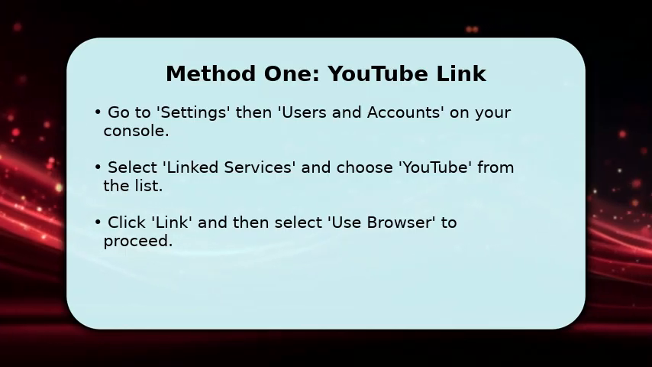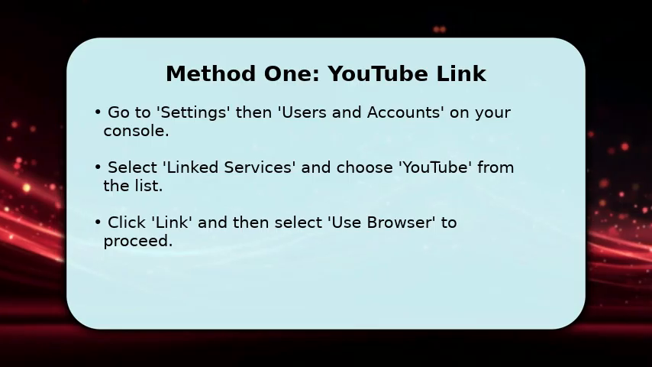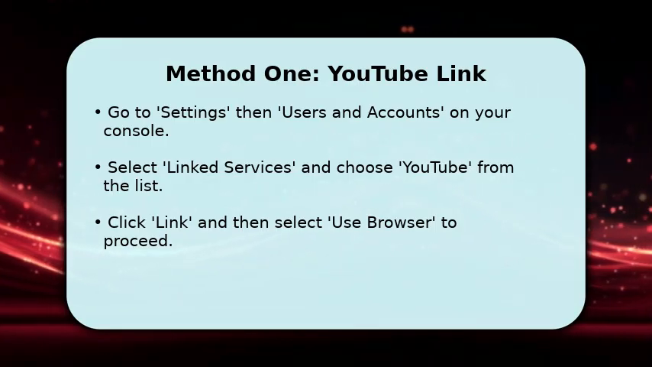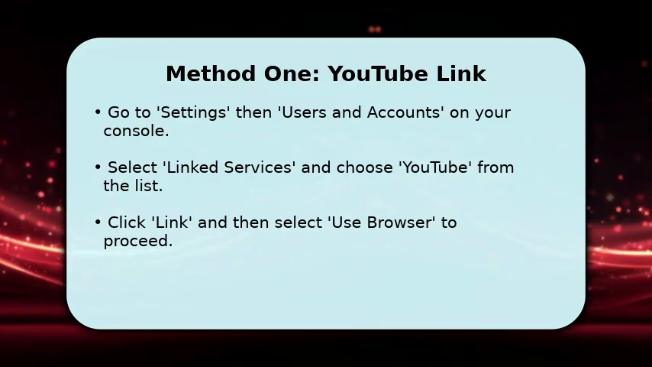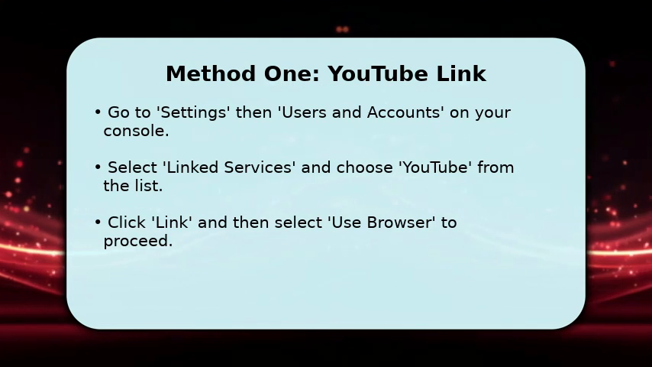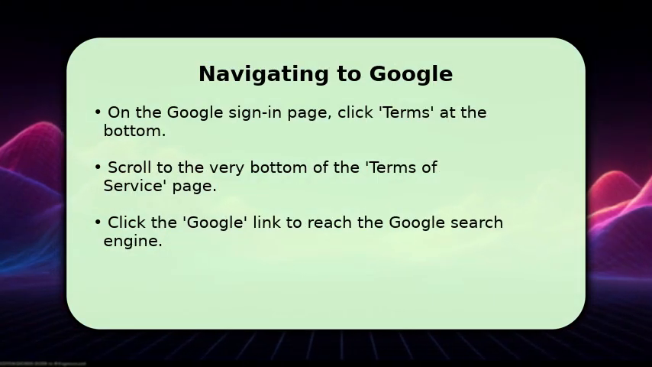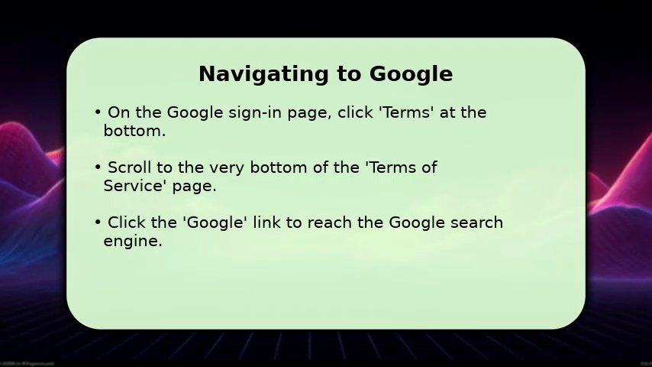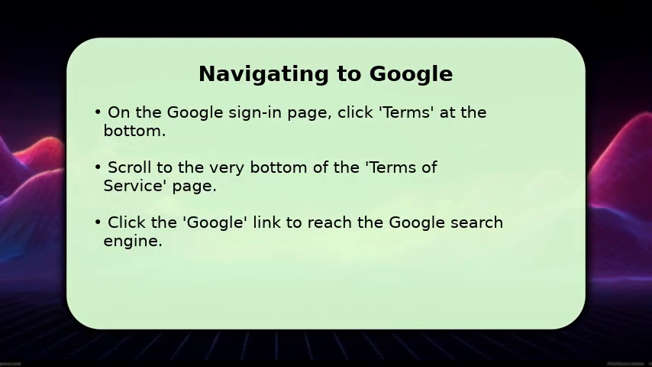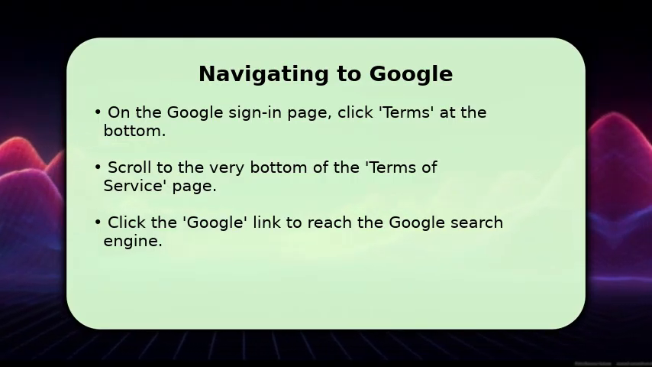Choose Link, and then when prompted, select Use Browser. This action opens a browser window, which is our gateway to the internet. It's a quick 3-step process to get started. Once the Google sign-in page appears, you don't need to log in. Instead, look for the Terms link, usually located at the bottom of the screen, and click it.